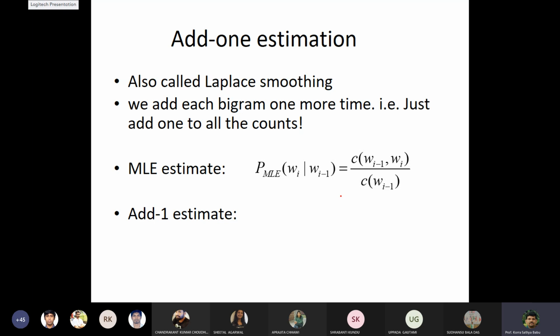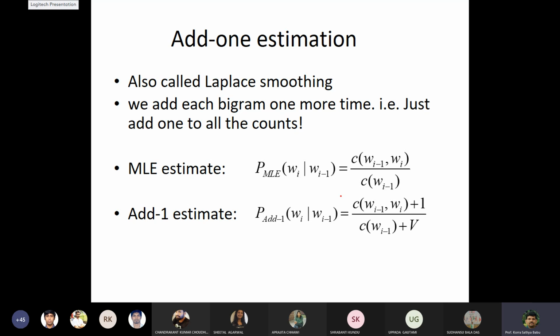If you see the maximum likelihood estimate, which we conventionally use for the probability in language modeling with the conventional n-gram model, the maximum likelihood probability of wi given wi minus 1 is equal to the count of wi minus 1, wi, the sequence of occurrence of these two words combined, divided by the count of wi minus 1, the occurrence of the previous or earlier word. For this we can give an add-one estimate as simply adding 1.